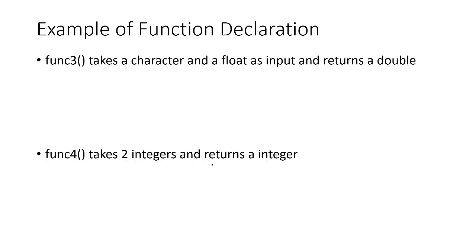Here func3 is taking two input arguments. One is of type character and another one is of type float. It is returning a double type of value, so the return type is double. The function name is func3, and it is taking a character. We may specify the name of the variable or we may not, and the second parameter is of type float.